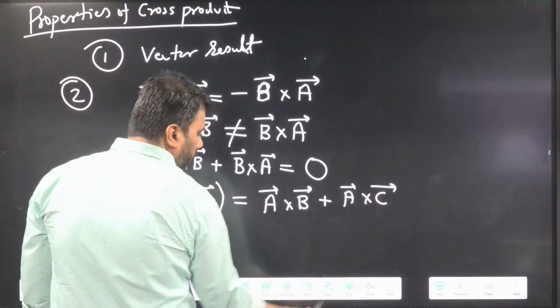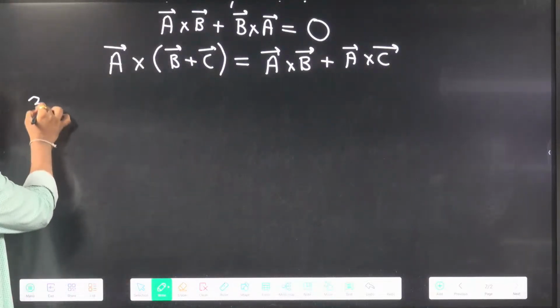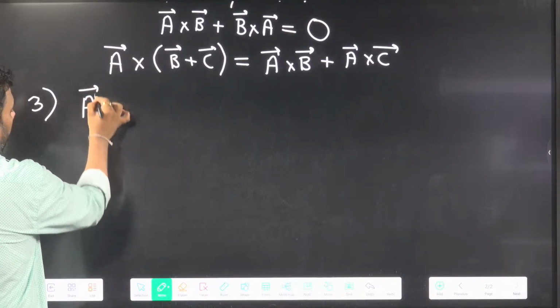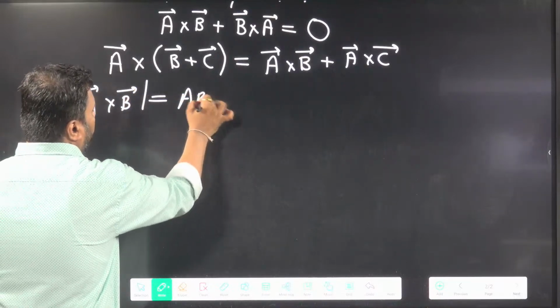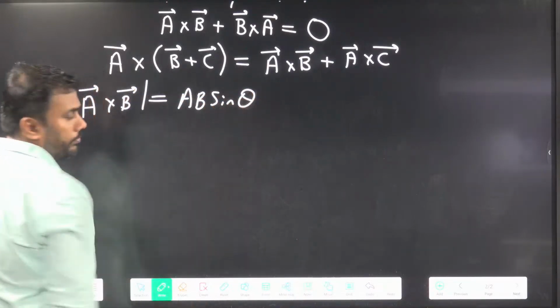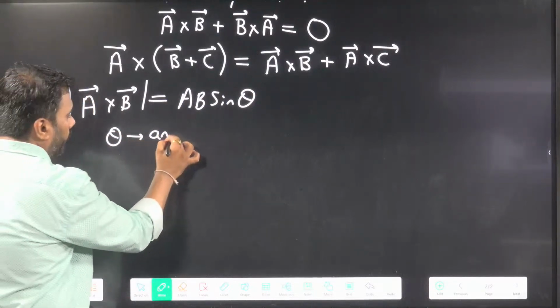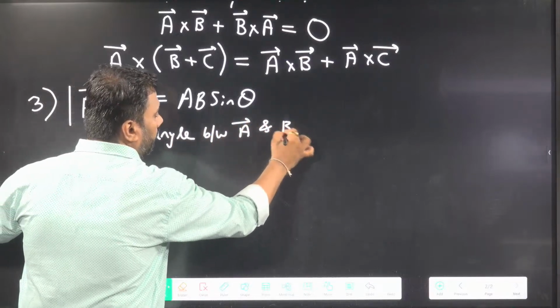The next point, third property. Now we'll discuss the magnitude of A cross B. The magnitude of A cross B is AB sin theta. And what is theta here? Theta is the angle between the A vector and the B vector.